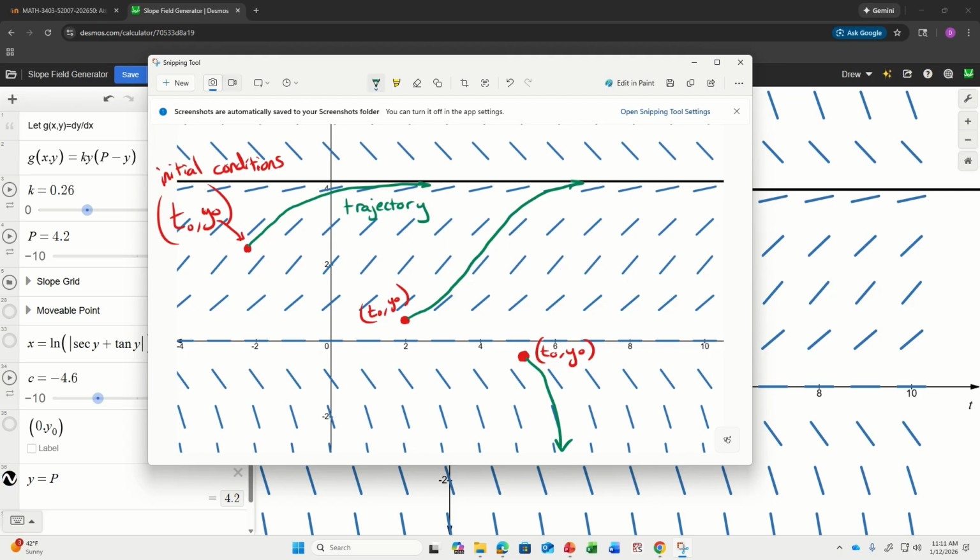So the ODE itself is just represented by these little blue line segments in my slope field. But really, to get your final solution, your trajectory, what's going to happen in the future, what's the prediction, you need not only the ODE, but you also need a set of initial conditions.